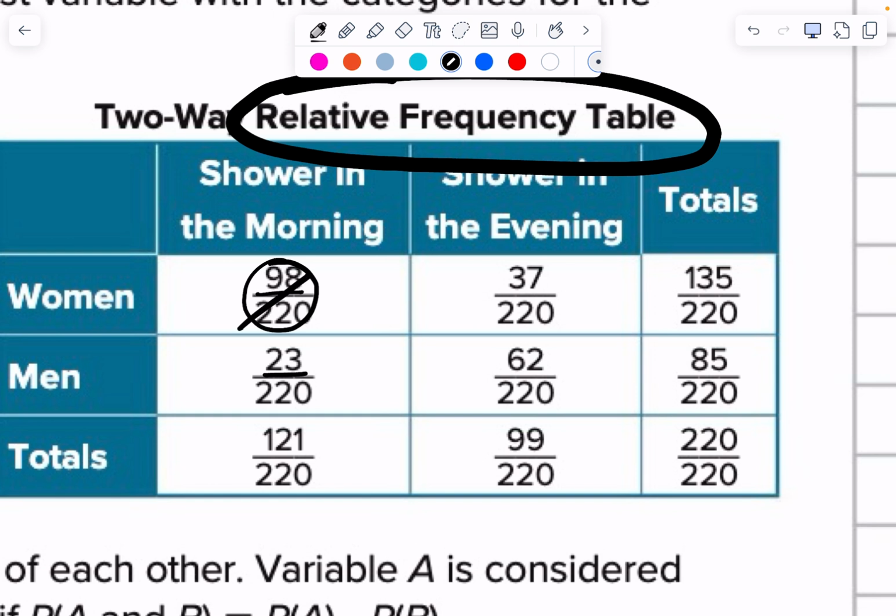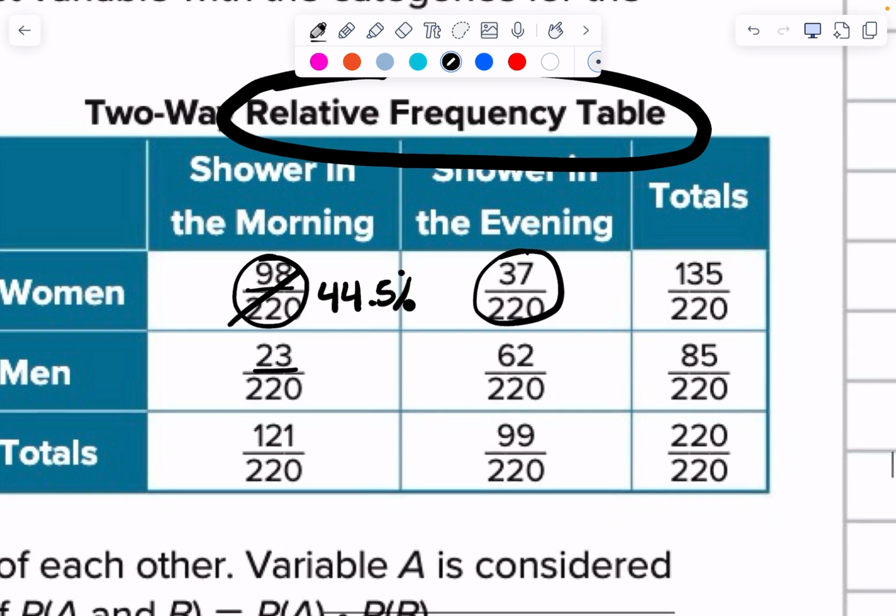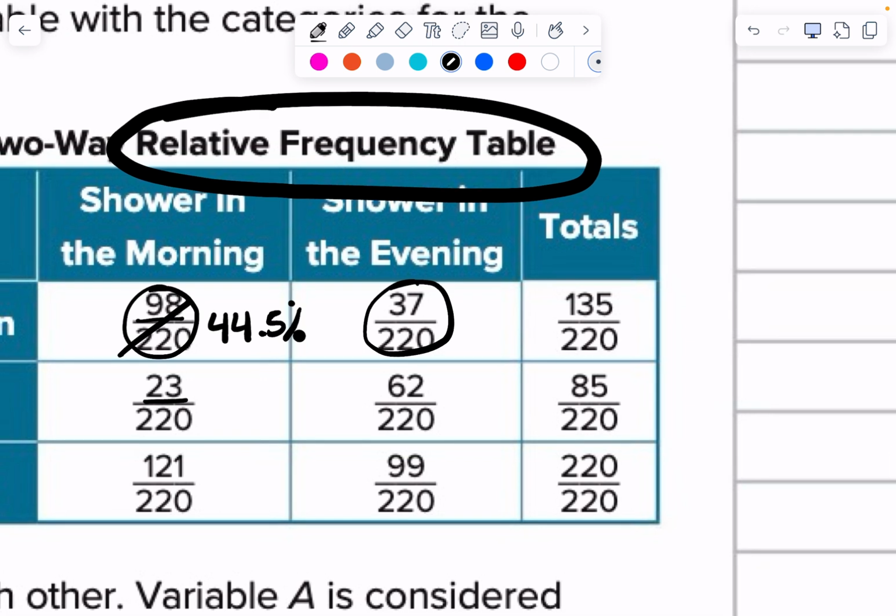As a percentage, how much is 98 divided by 220? Everybody do it, you have a calculator. 44.5%. We'll go one decimal place beyond the percentage. What about 37 over 220? 16.8%. 135 over 220? 100% is this bottom one down here. 61.4%, that is what it rounds to.